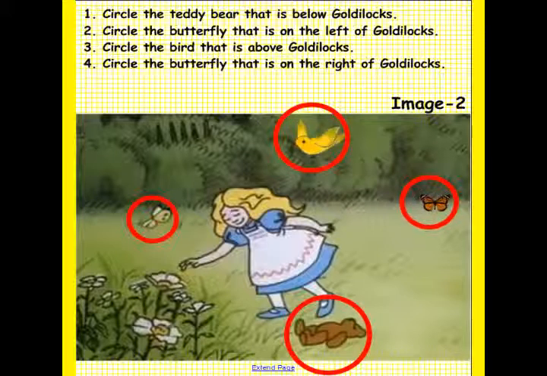Please pick up an eraser and erase your circles and place the eraser back in the tray, and have another student come up to the smartboard for the next image from our story. Thank you.